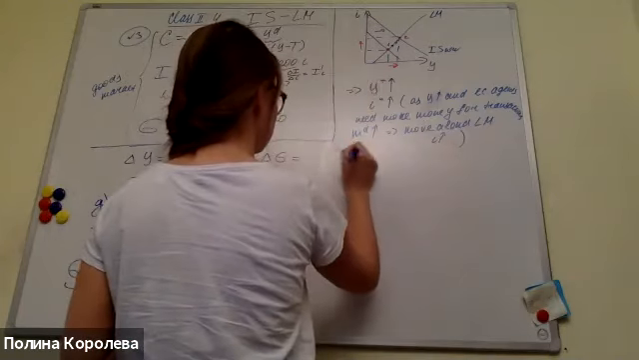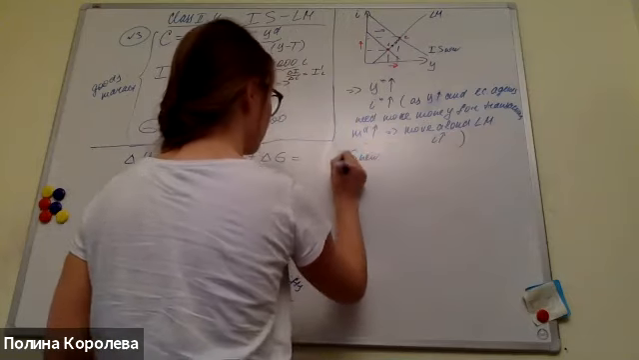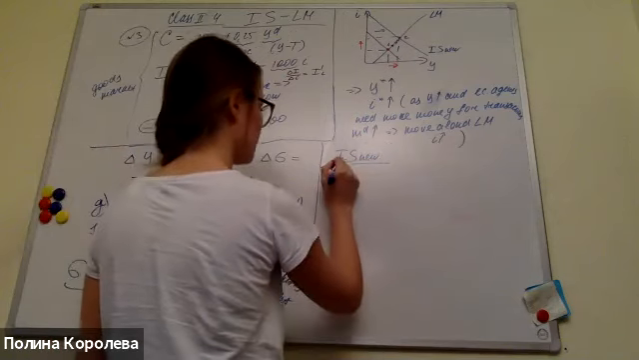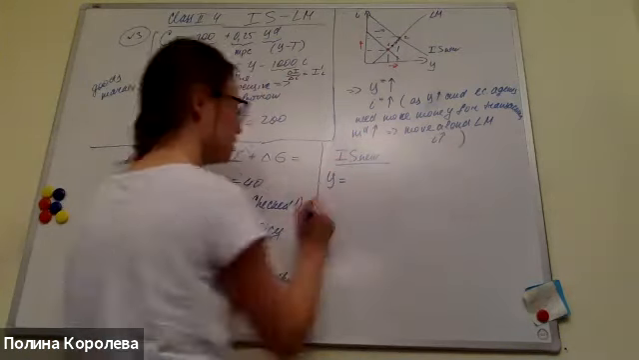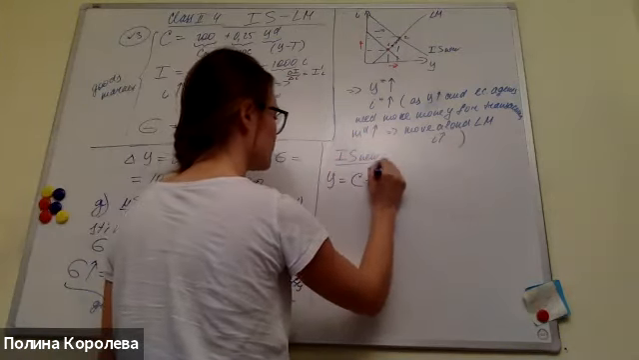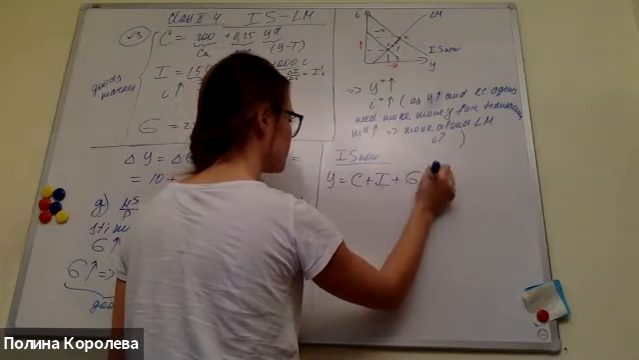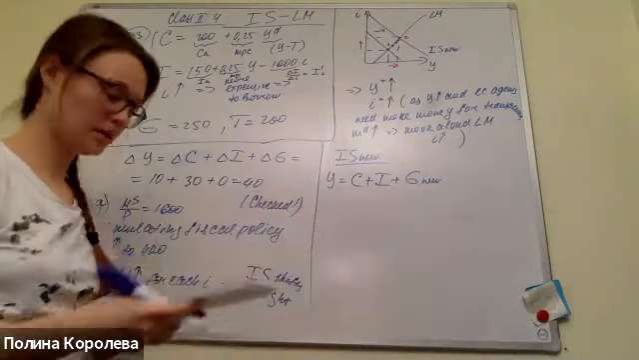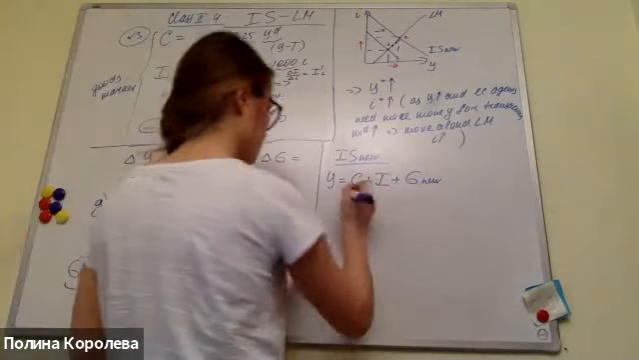New IS. So, GDP equals, one more time, consumption plus investments plus new government spendings. So we should add a new constant. Yes, here. Let's do it.